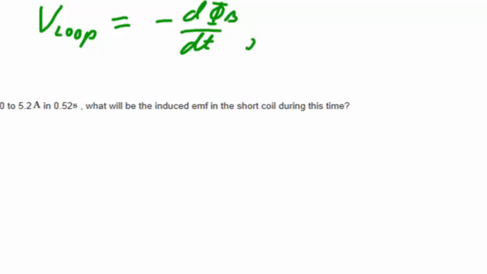The second formulation of Faraday's law is if instead of a loop we have a coil. The difference between the loop and the coil is that a coil is effectively many loops in series with one another. As a result, the coil has N times the voltage of any single loop.